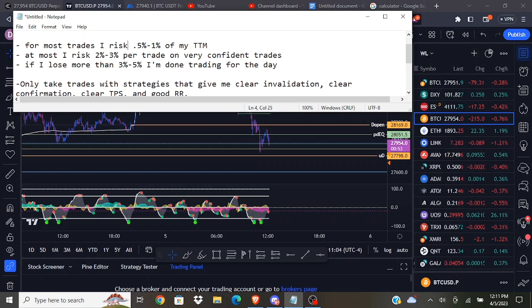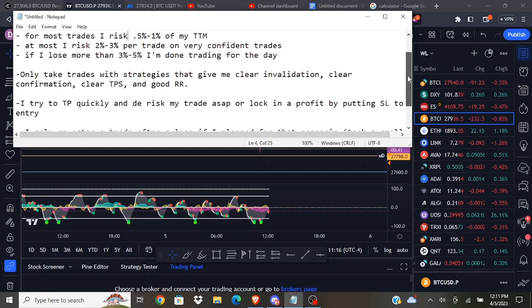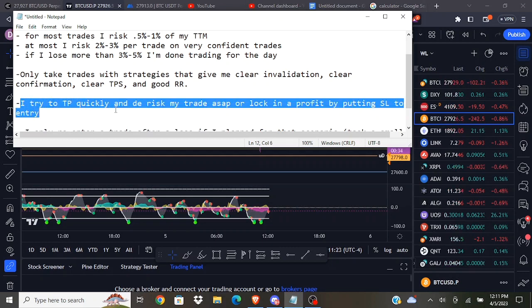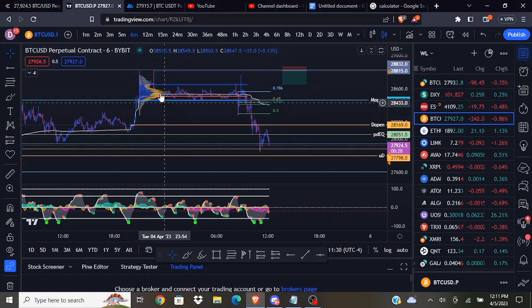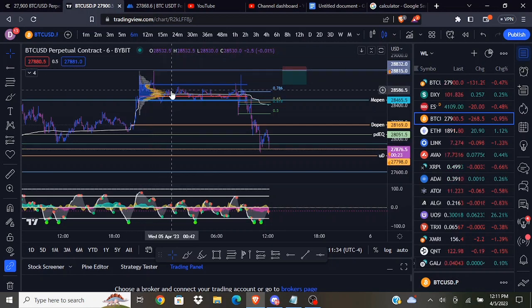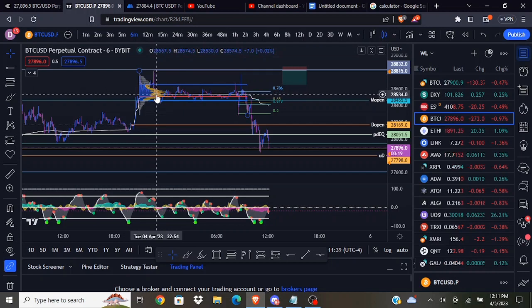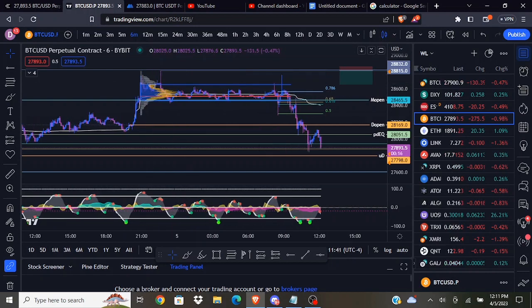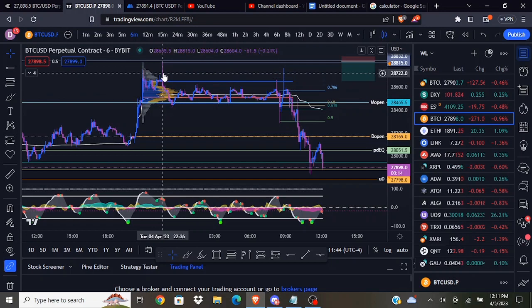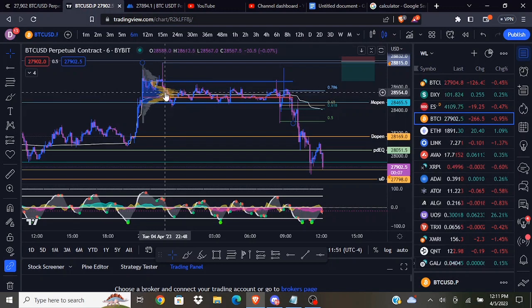Now, another important thing when it comes to risk management is how I manage my trades once I enter them. Now, I like to take profits on my trades quickly. So whenever I enter a trade, there are two things I do immediately. I set my stop loss and I set my first TP. And usually once my first TP gets hit, I have another decision to make. Am I going to put my stop loss to my entry and basically ensure those profits that I just locked in, lock in a profit for the trade?